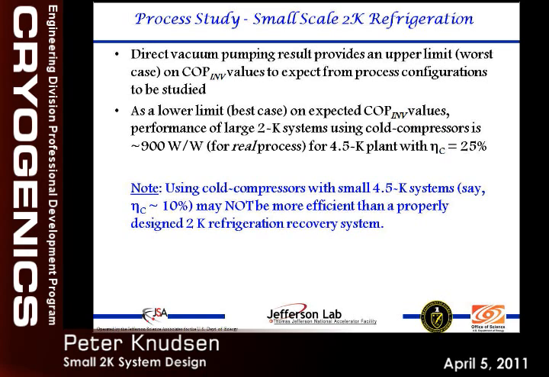So why are we looking at direct vacuum pumping, other than the fact that it's also one of the things that's commonly used? We want to be able to provide an upper bound for our process study on what we would be expecting for results. As a lower limit on the COP inverse, we can look to a larger 2K system that uses an efficient 4K liquefier, and those are typically going to be, say, 900 watts per watt. That's assuming you have a liquefier that is 25% Carnot.